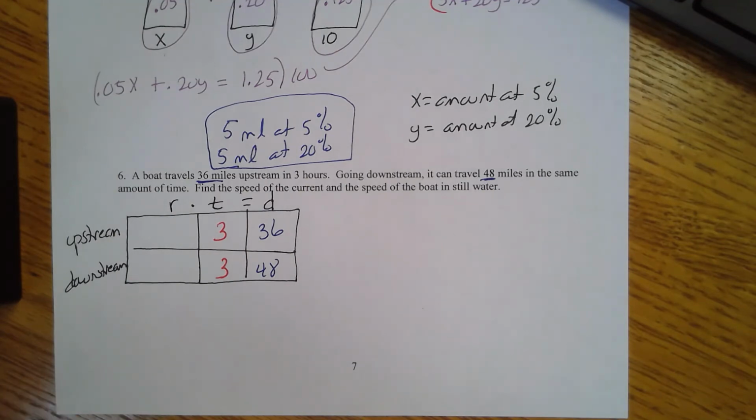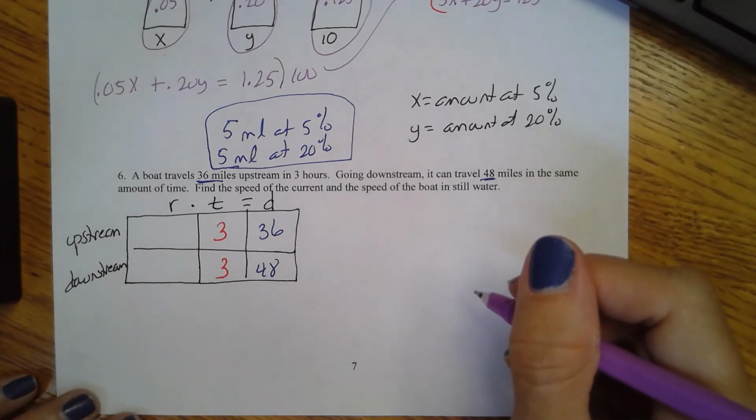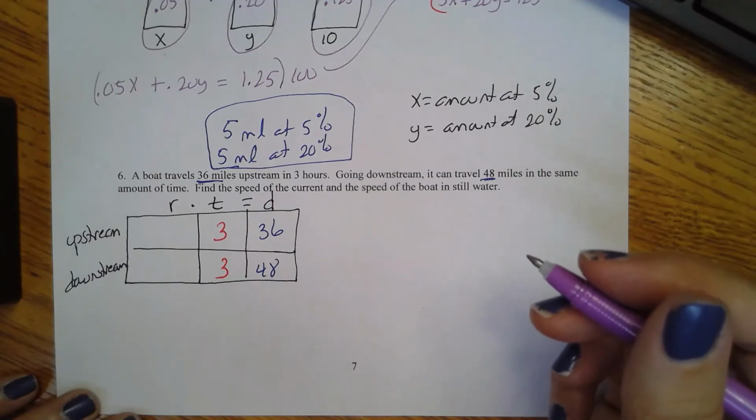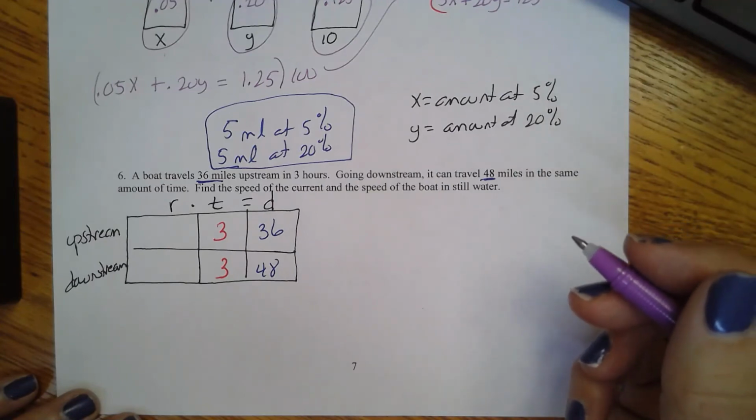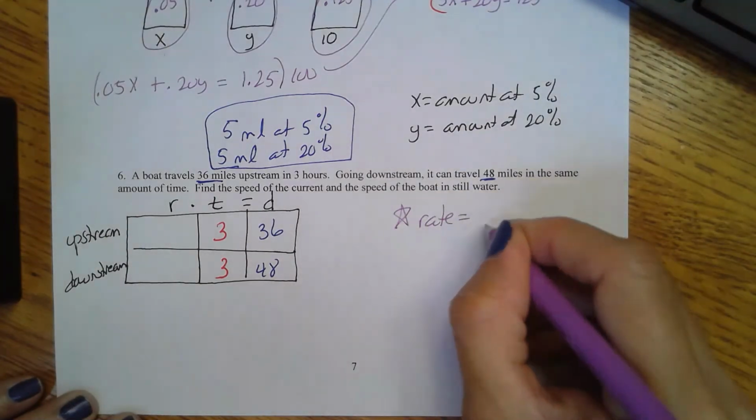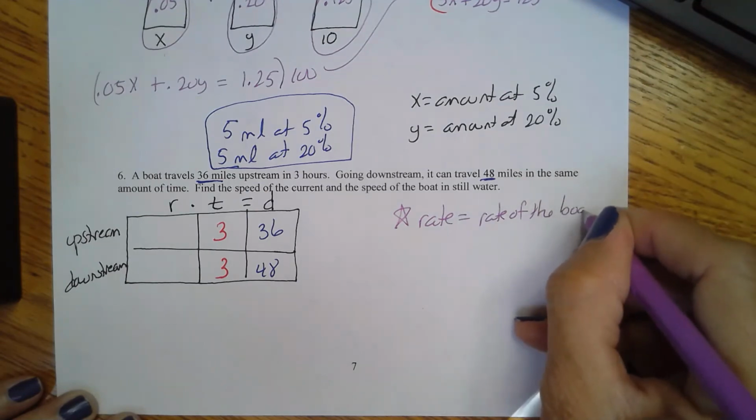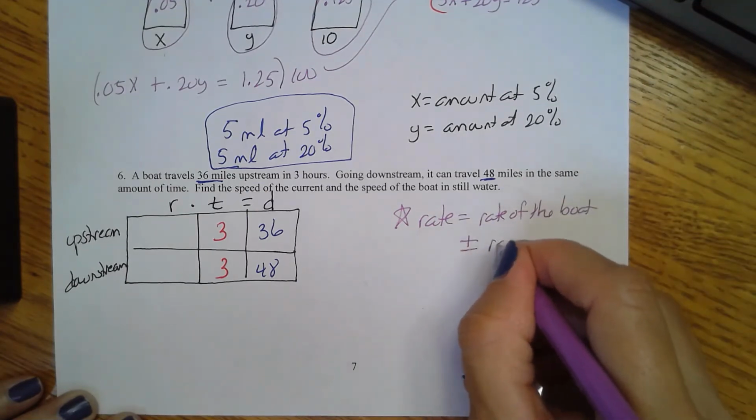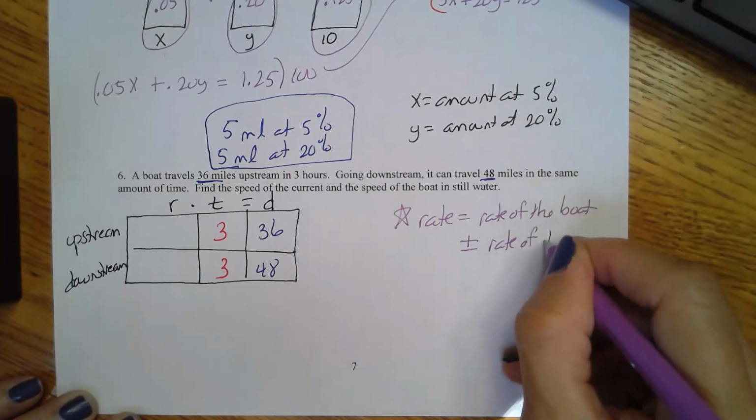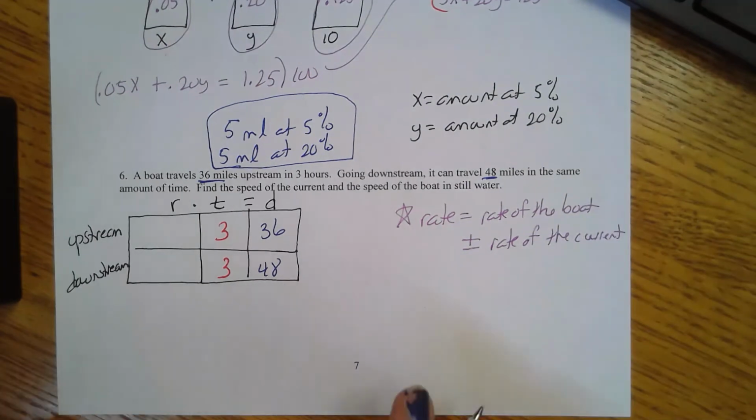Well, you have a speed of the boat and you have the speed of the current. You have two things, because if you're in a river and you're in a boat, the river carries you downstream if your motor is turned off. So this is something you definitely need to know. The rate is going to equal the rate of the boat plus or minus the rate of the current. So you're always going to have the boat plus or minus the current.